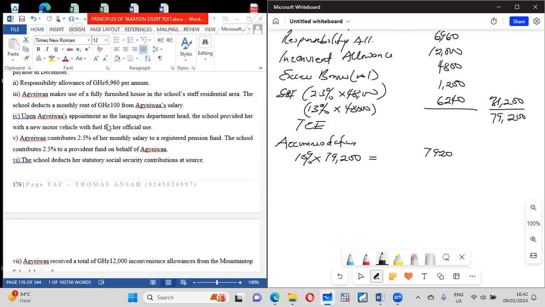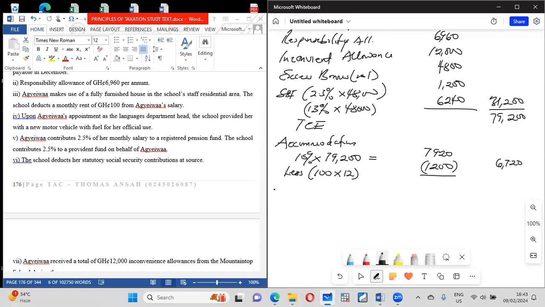But the question said that in as much as they give her the bungalow, she pays 100. So they deduct 100 per month. So you multiply it by 12. So that part is not a benefit to her. The part that is really a benefit to her is what you need. And if I deduct this, what do I have? I have 6,720. So take note of that.